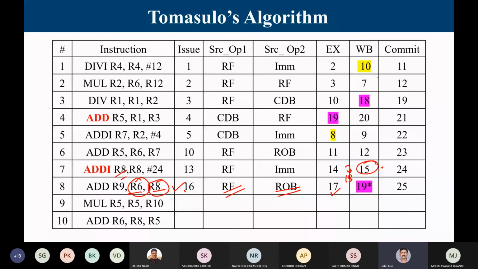But the problem is that at 18 someone else is already there. The CDB2 value cannot be written into the CDB at the same time, so there is a conflict. I will wait for one more cycle. Only at 19 can I write the value. This is called a CDB conflict.